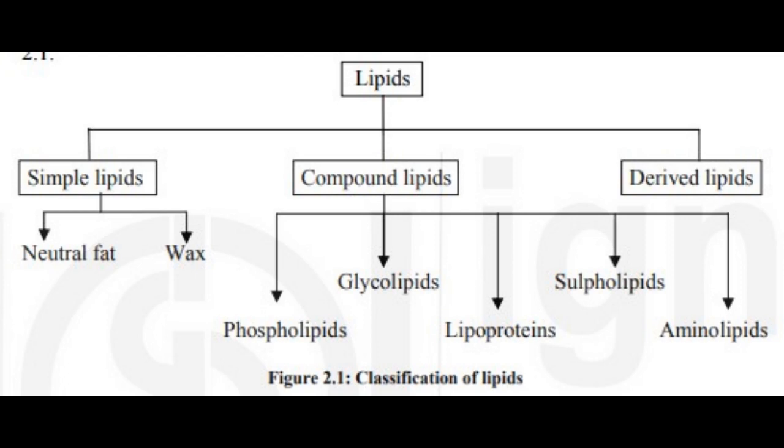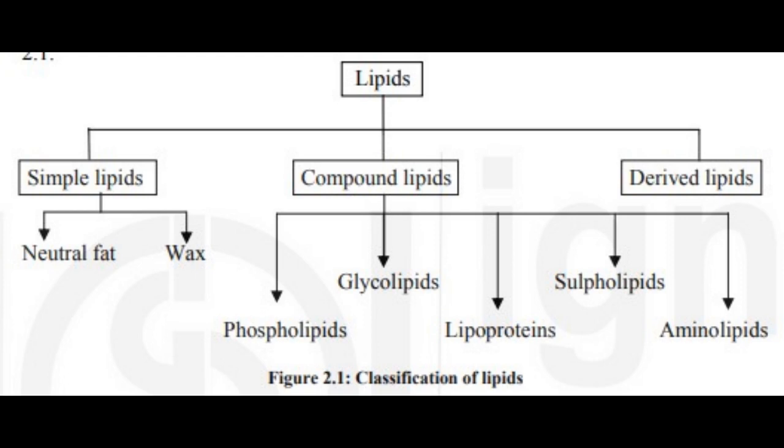2.3 Lipids. Structure and classification. Lipids are classified on the basis of their chemical structure as presented in Figure 2.1. Look at the screen. Figure 2.1. Classification of lipids. Simple lipids are esters of fatty acids with various alcohols. They include neutral fats, which, as you learnt earlier, are esters of fatty acid with glycerol, and waxes, which are esters of fatty acid with alcohol other than glycerol.